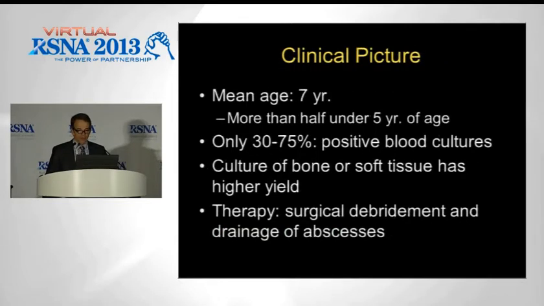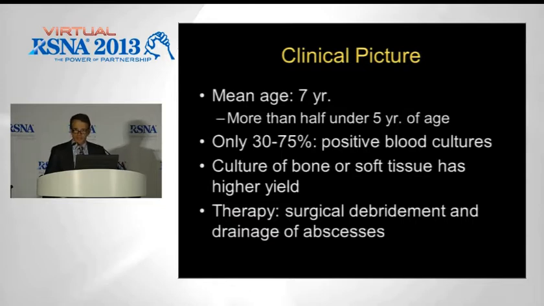So, osteomyelitis in children is a disease that is difficult clinically because it occurs in very young patients. Mean age is 7 years, and more than half are younger than 5 years of age. And only 30 to 75% have positive blood cultures.